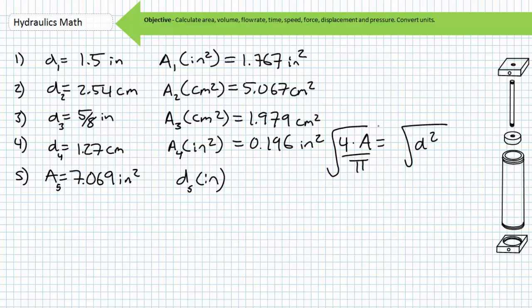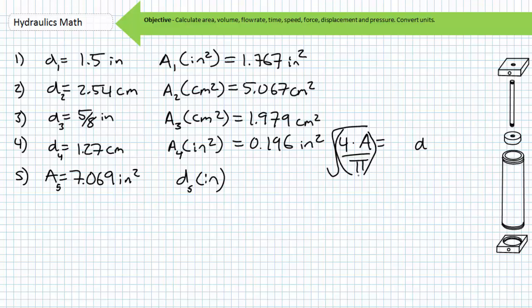The square root of d squared is d, leaving us with d equals square root of 4 times area divided by pi. Notice the radical is encompassing all of 4a divided by pi. Not just 4, not just the top half, all of it. We can make this exceedingly obvious by enclosing 4a divided by pi in parentheses, indicating that the radical is acting on all of it. Again, you can leave it like this.